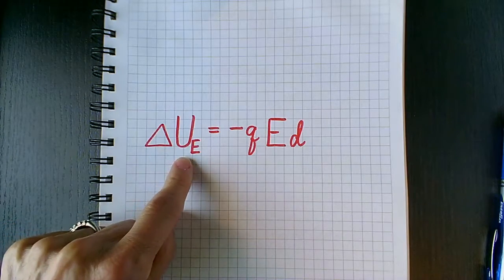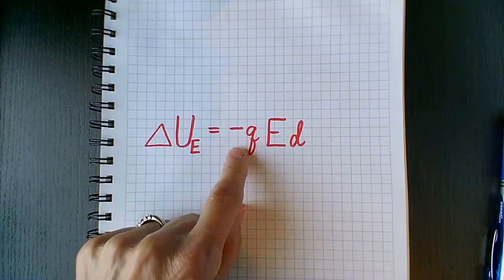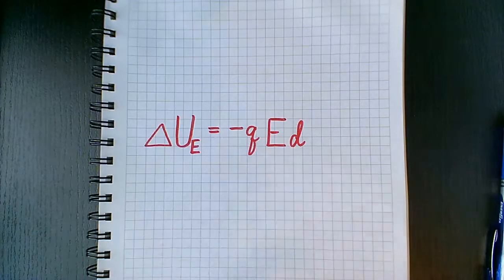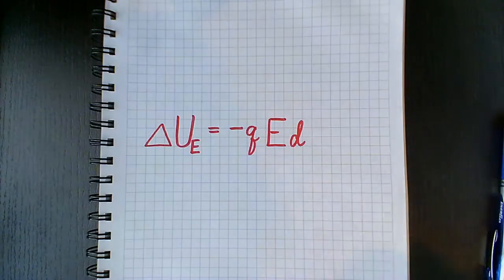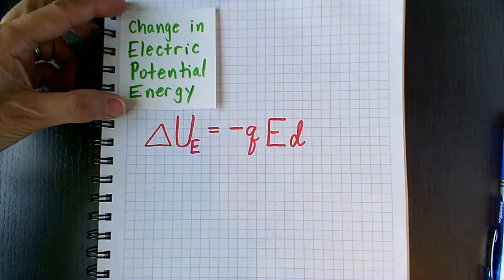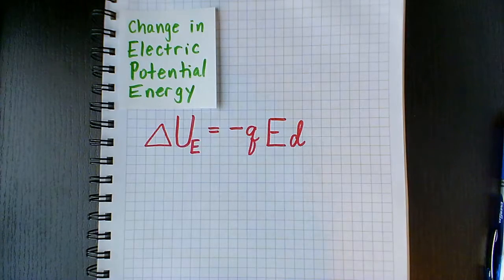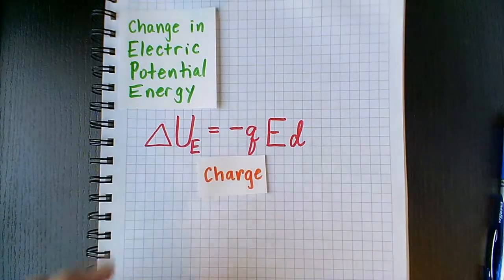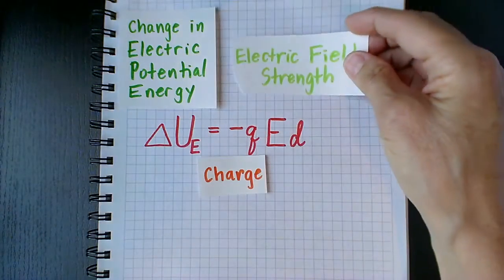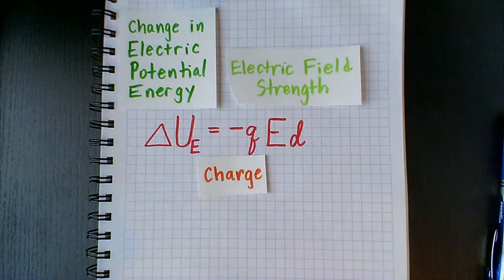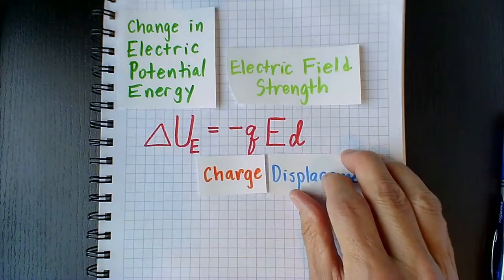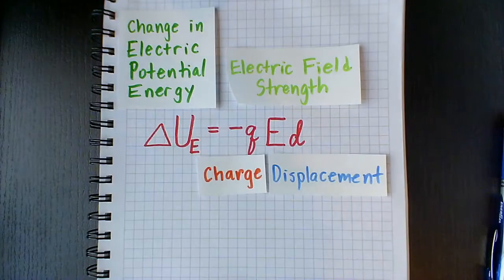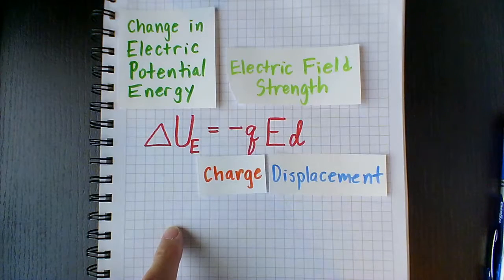Change in electric potential energy is equal to the opposite of the charge times the field strength times the displacement. So in other words, the change in electric potential energy can be thought of as the charge multiplied by the electric field strength multiplied by the displacement. The negative sign in this equation reflects the fact that the potential energy will increase if Q is negative, and it will decrease if Q is positive.